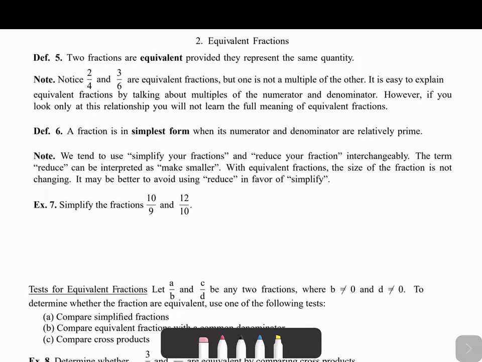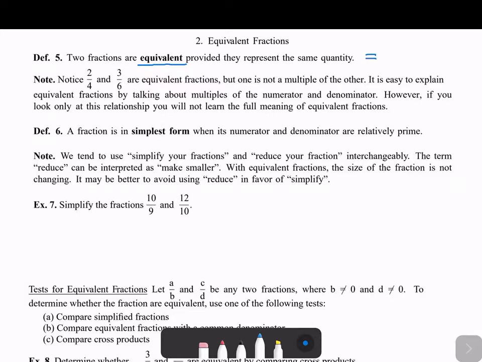So we have just some definitions to start out. We talk about two fractions being equivalent if they represent the same quantity. This can also be said as the same value. So that's when two fractions are equivalent. And we typically denote equivalence just by the normal equal sign. This should be something that you're pretty familiar with.